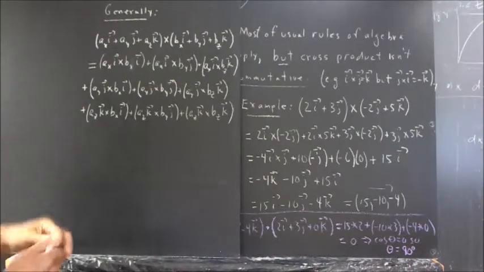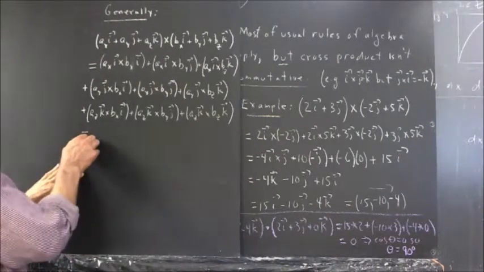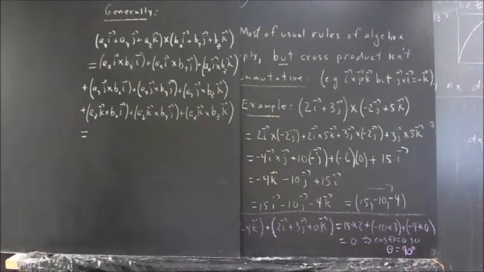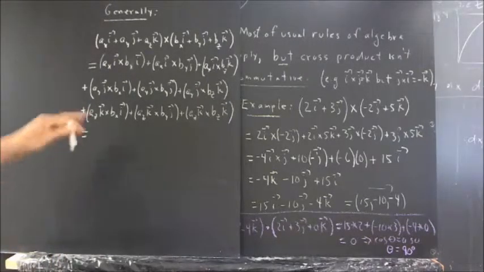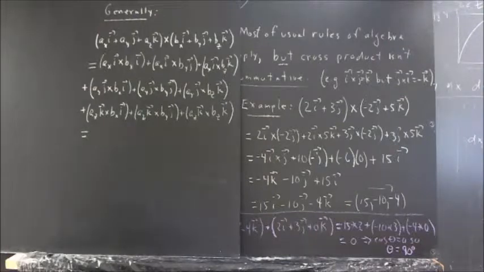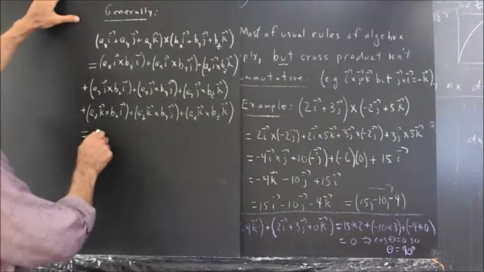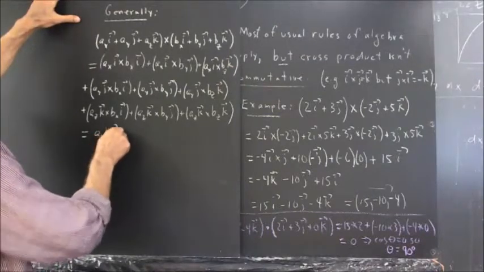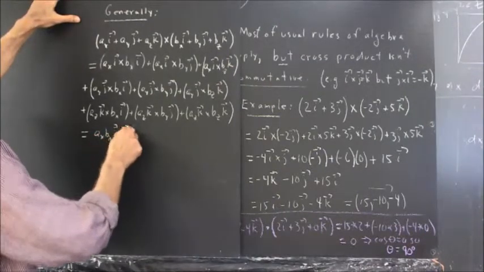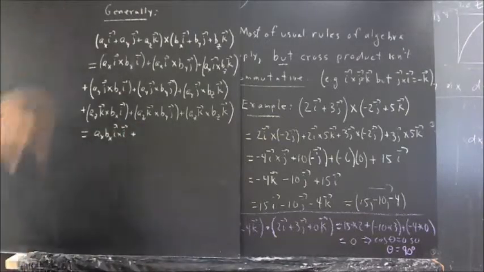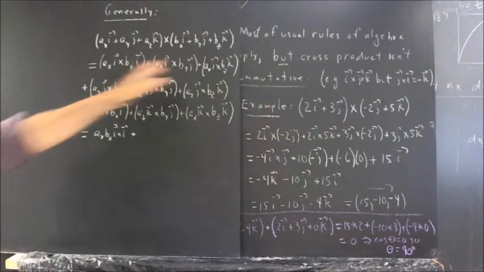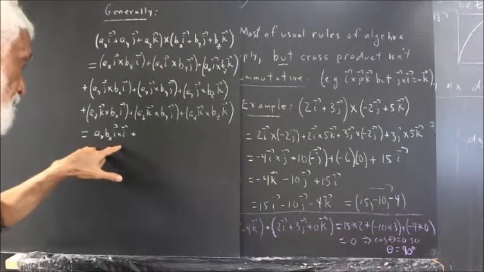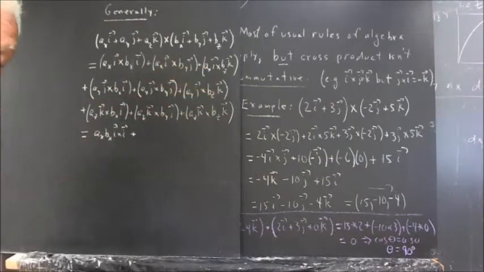Now, let's just figure out what these are. And I'm going to write it off screen, because it's going to be a little tedious. The first one I'm just going to write as ax bx times i cross i. Going one step at a time, not skipping anything. So, in similar format to this, what do you get for each of the other 8 terms?